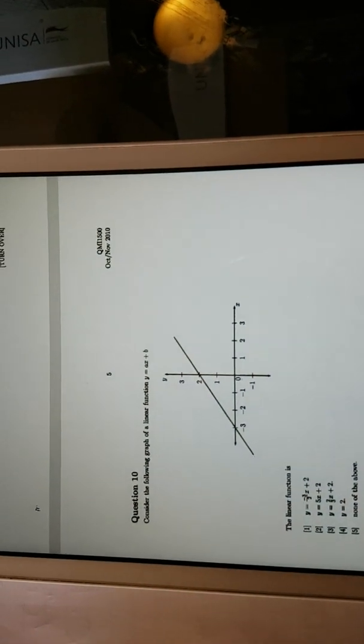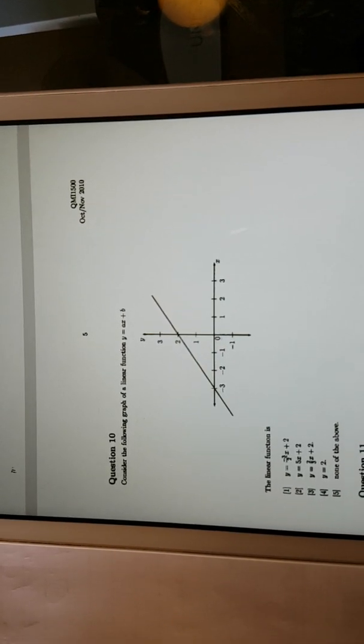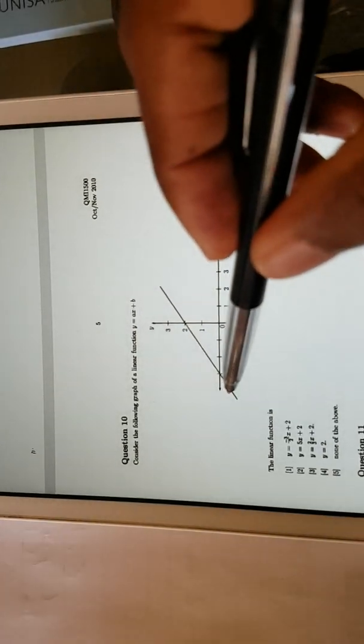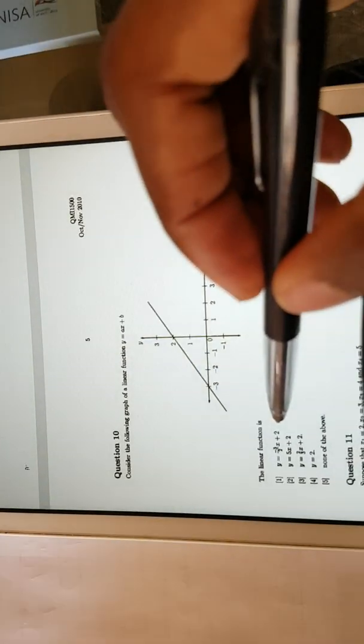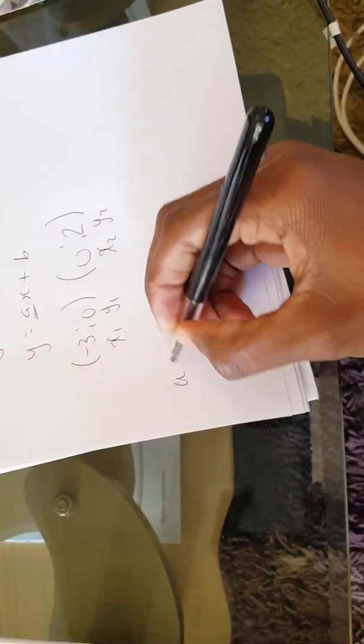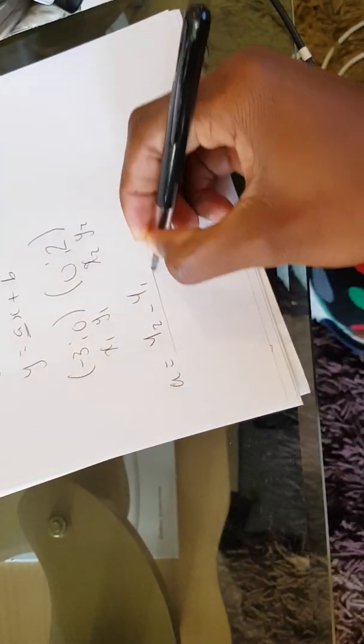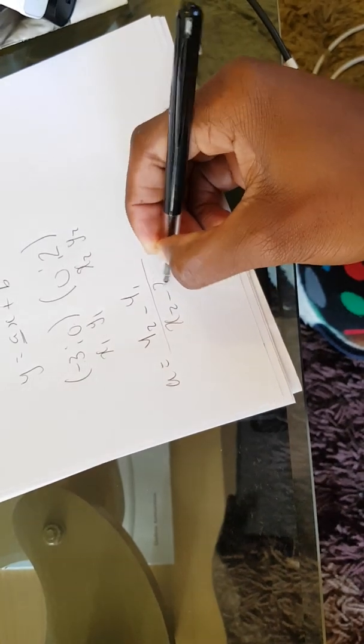Now, do you see that we have a positive slope here? So option number 1 is already out, because option number 1 has a negative slope of -3/2. But anyway, let's calculate the slope. Remember, a is the slope. To calculate the slope, you must say a equals y2 minus y1 over x2 minus x1.